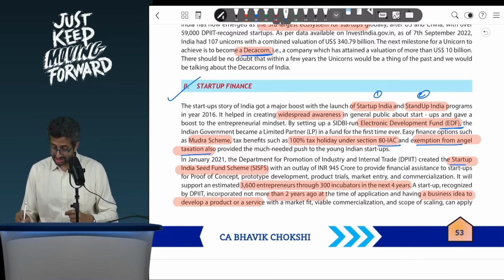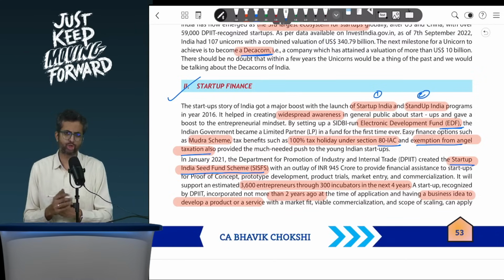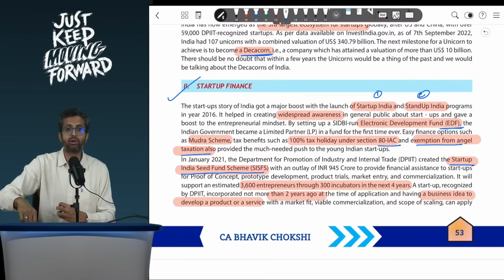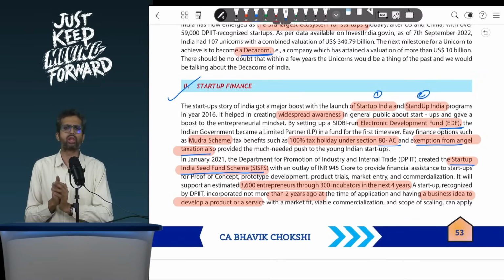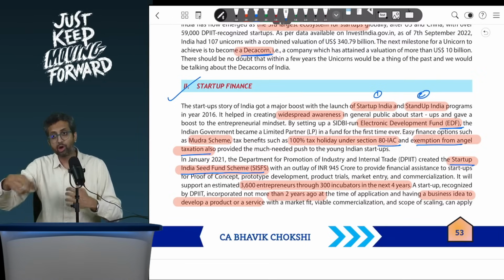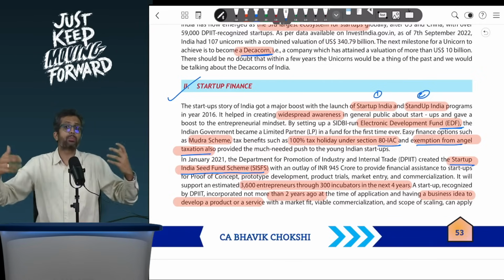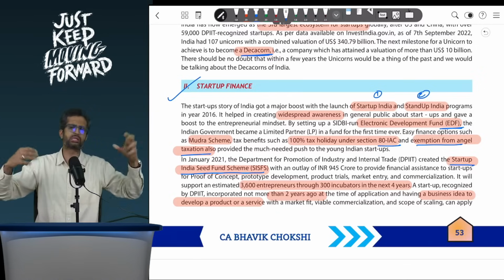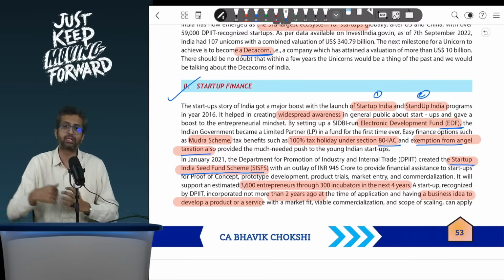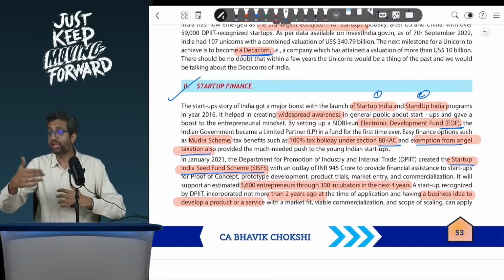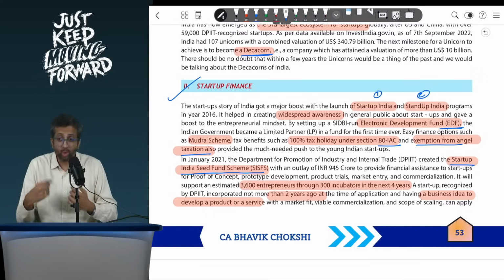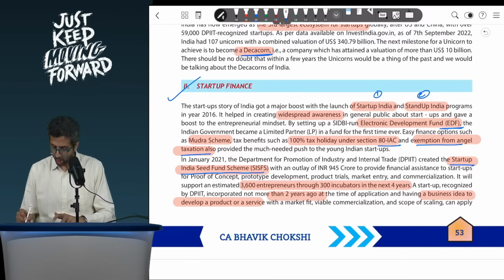Then there is also a Startup India Seed Fund scheme. So over here, the government has a corpus of around 945 crores or so, which the government will give to certain priority sectors like education, agriculture, etc., where there are players having a unique idea. They can make an equity investment, or they can give a loan, a seed fund or a startup fund, for which your company should be a recognized startup, incorporated not more than 2 years ago, and the business idea is to develop a product or service with market fit.